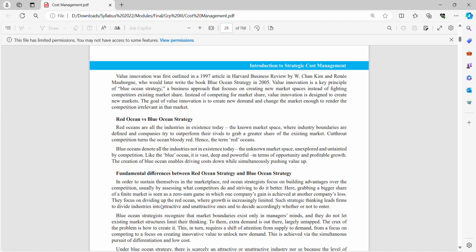Red ocean means there is very good competition, and this competition is about trying to outperform my rivals. I'll try to pull down my rivals. So that's red ocean. Blue ocean denotes all the industries not in existence today: the unknown market space, unexplored and untainted by competition. Like the blue ocean, it is vast, deep, and powerful in terms of opportunity and profitable growth. The creation of a blue ocean enables driving cost down while simultaneously pushing value up. So that's red ocean versus blue ocean.